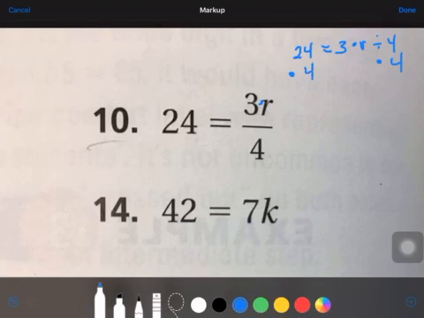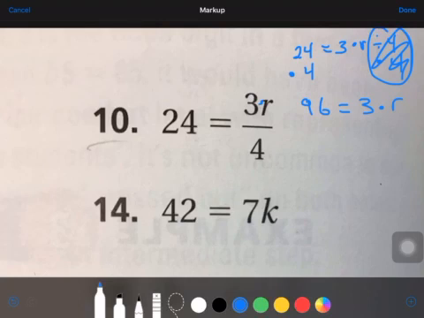Okay, so I've decided to times by 4. So these cancel each other out, and I'm left with 3 times r on the right side. And then 24 times 4, let's see, what is that, 96? So now I've got 3 times r equals 96. Okay. Let me just double check that. 96. All right.